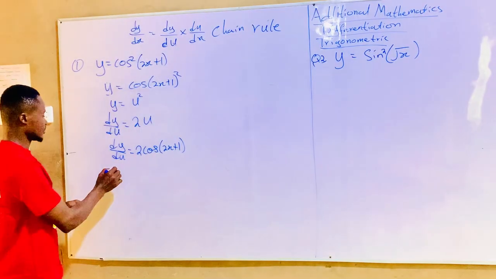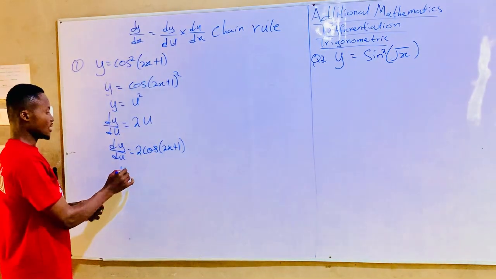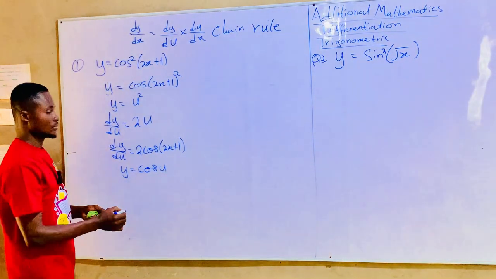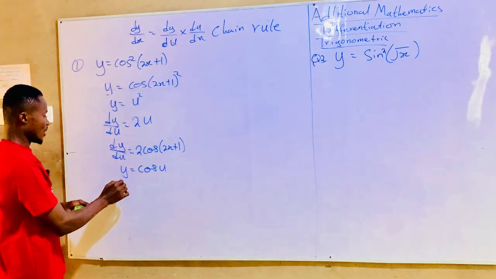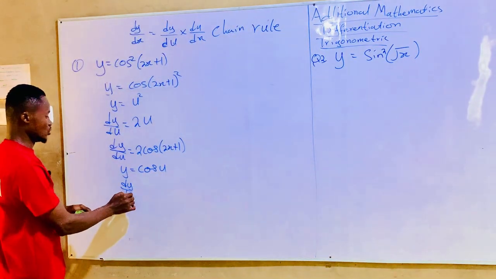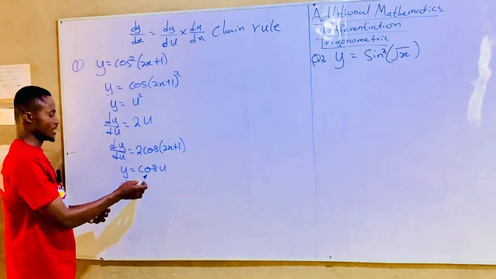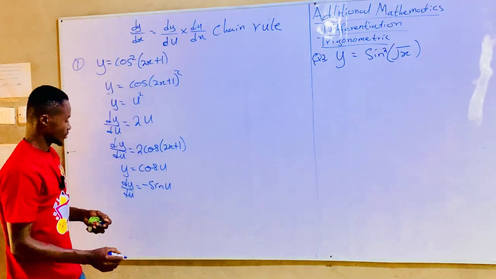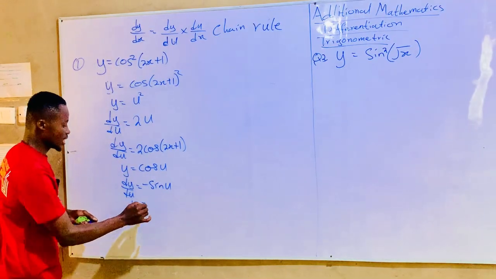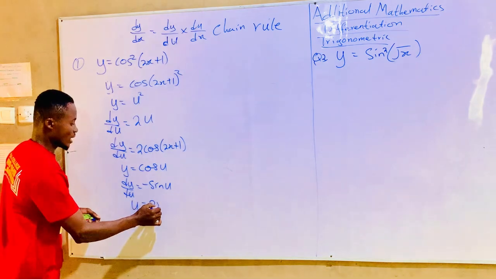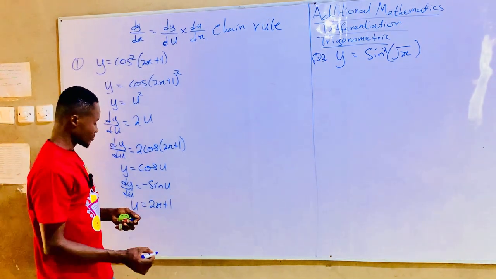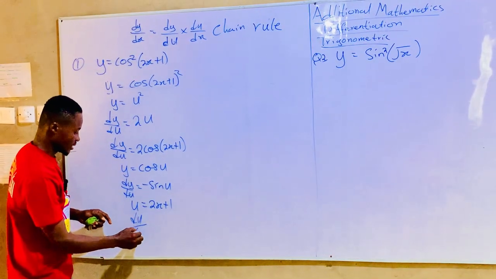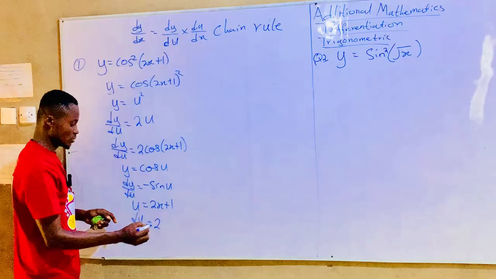So we are getting our y will be equal to cos u. So our dy over du will be equal to, when you differentiate cos, we'll get minus sine u. Then our u will be equal to 2x + 1. Now we'll differentiate this. So our du over dx will be equal to 2.